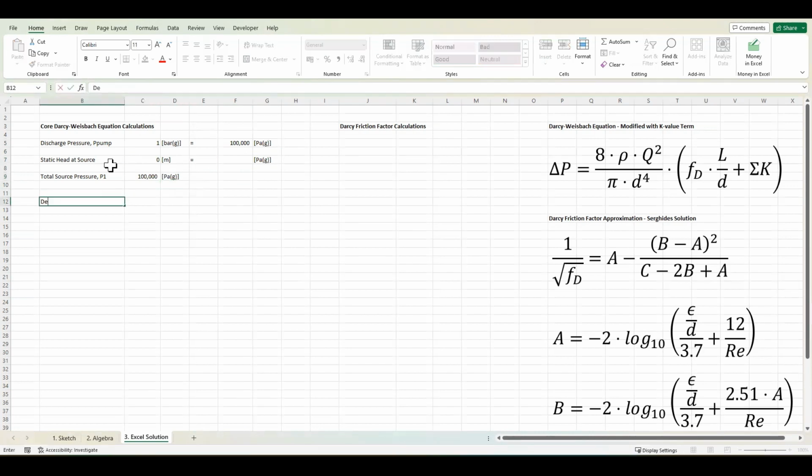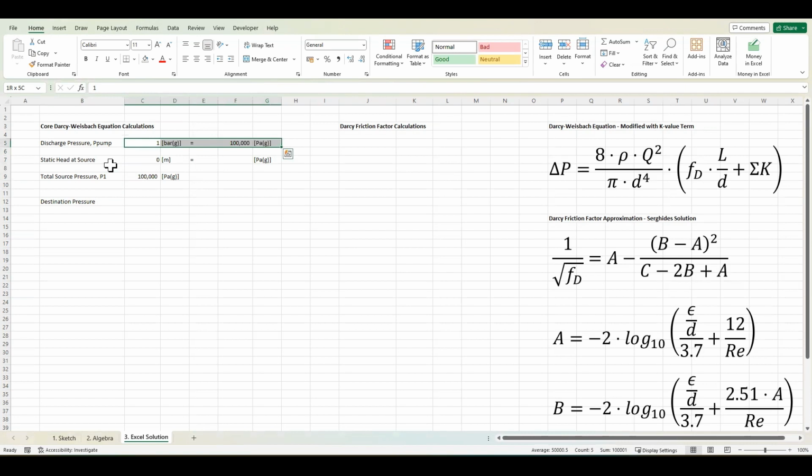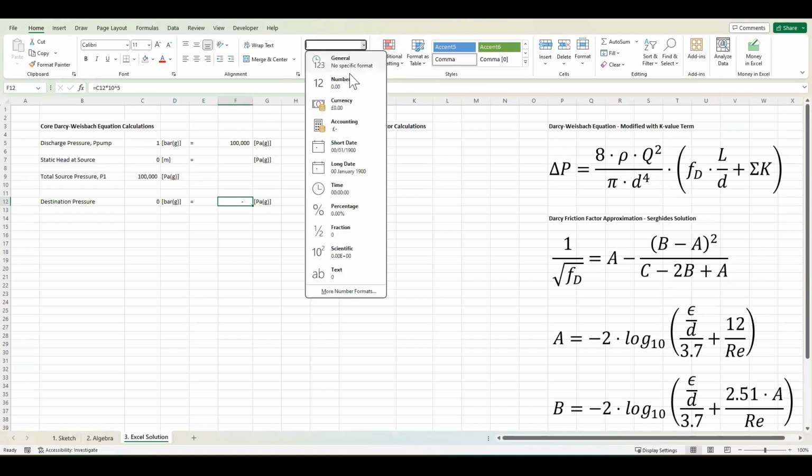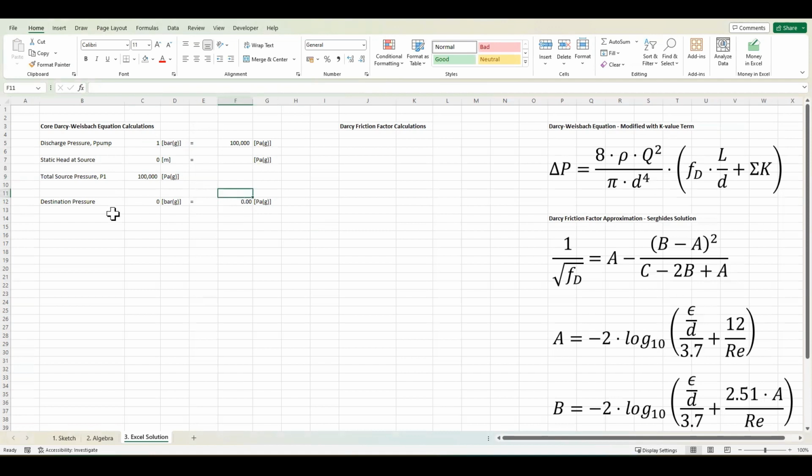Now, we also need to know the destination pressure, so where the pump is discharging to, what's the pressure in the system. We're going to assume that it's atmospheric. So we just copy and paste this down there. We're going to change this to 0 bar gauge. So it's equal to 0 pascal.